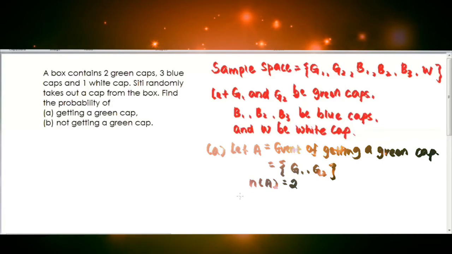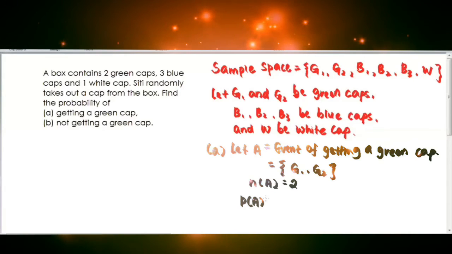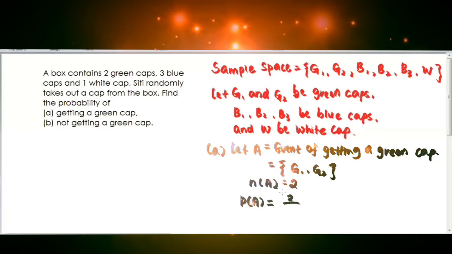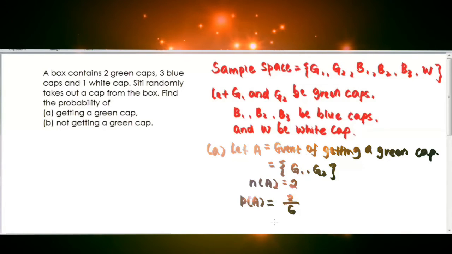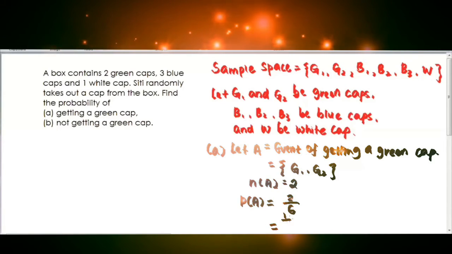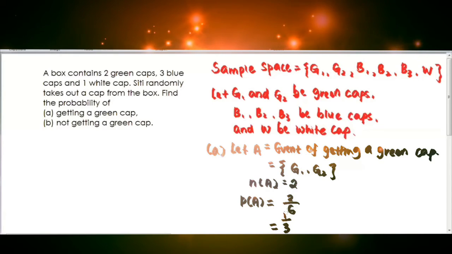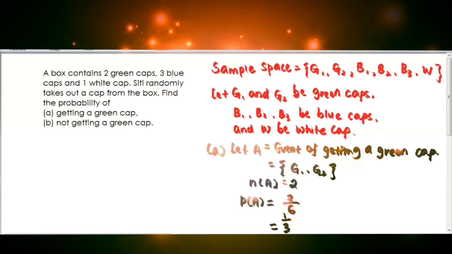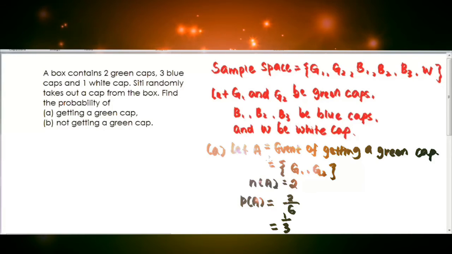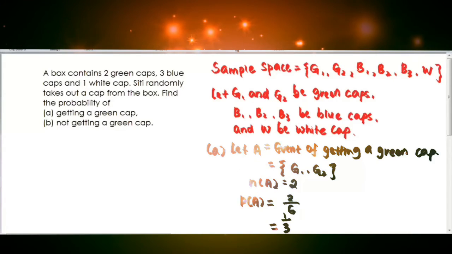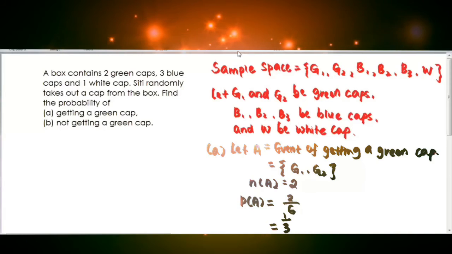Then we put in our formula. The probability of getting a green card is equal to the number of green cards over the total number of cards. From the 6 cards over there, 2 of them are green, so the probability is 1 over 3. 1 over 3 is 33.33%. We will get the green color. This is the answer for A, and then we write B.